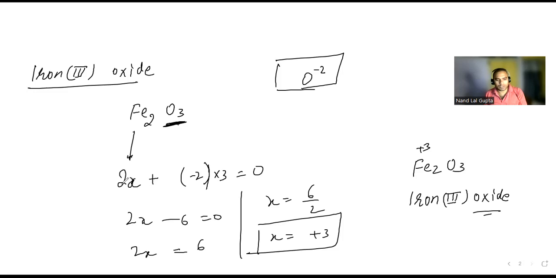So when I don't know Fe2O3, how do I find it? Fe2O3, you don't know. Just now I calculated it here. Where do you get 2 and 3 from? It says 2x plus -2 times 3. Where does 3 and 2 come from? There is a rule, but it will take time.